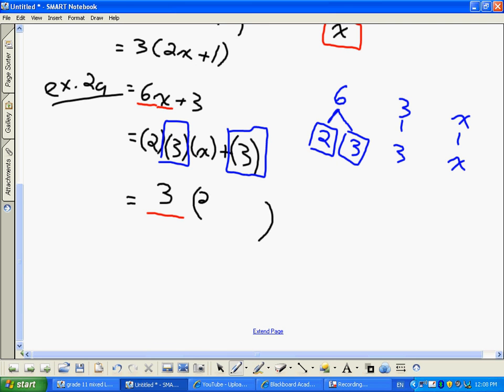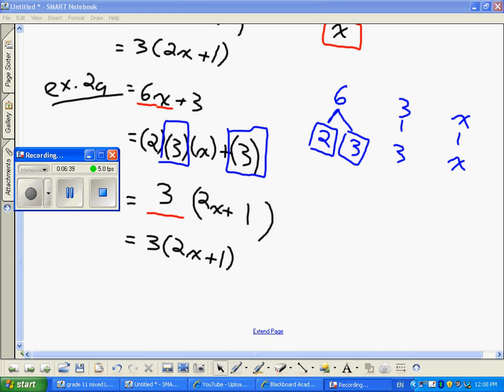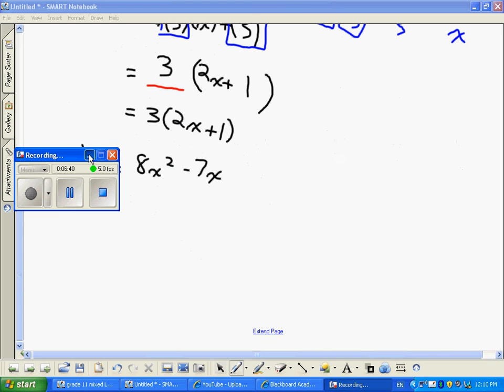And whatever is left, I just write in the bracket. So I have 2x, 2 and x. And because I took 3 out, what would be left? Has to be a number. 1 plus 1. And if you notice, we got the exact same answer as we did above. So take a second, take this in.